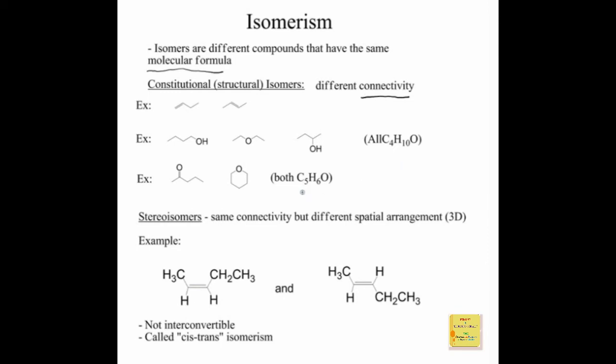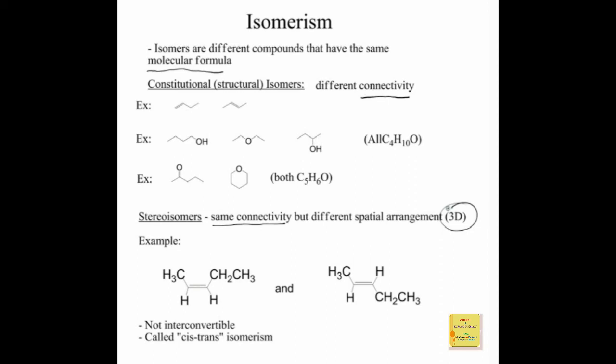And one last example here. Both of these structures look quite different, but they both have 5 carbons and 6 hydrogens and 1 oxygen. So isomers can be very, very different compounds of one another as long as they have the same formula. Now there's another kind of isomerism called stereoisomers, and that's something we're going to be getting into quite a bit in organic chemistry. And this is where you have molecules with the same formula and the same connectivity, okay, but they have different spatial arrangements. So only by looking at their 3-dimensional shape can you tell that they are different molecules.